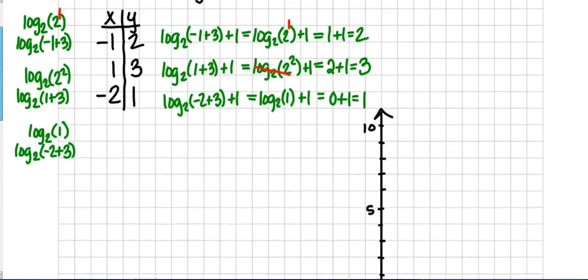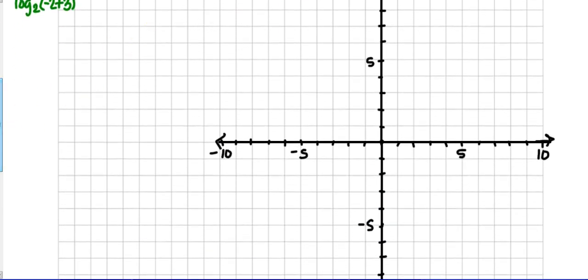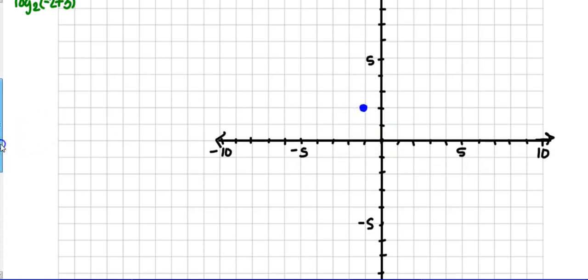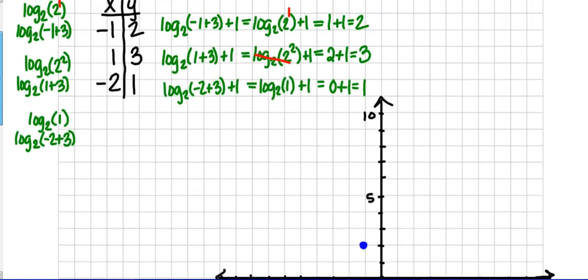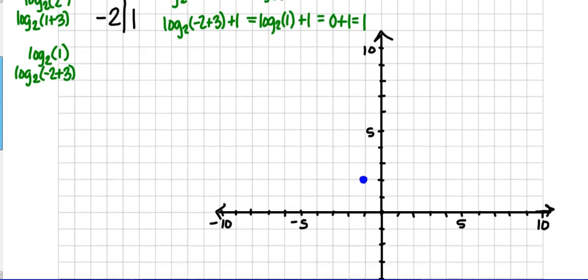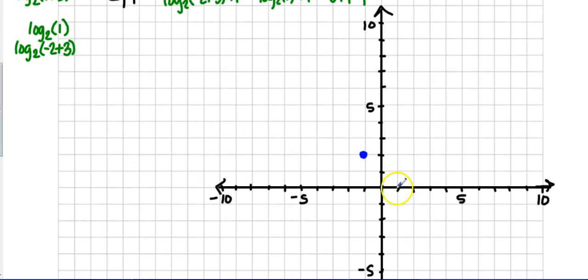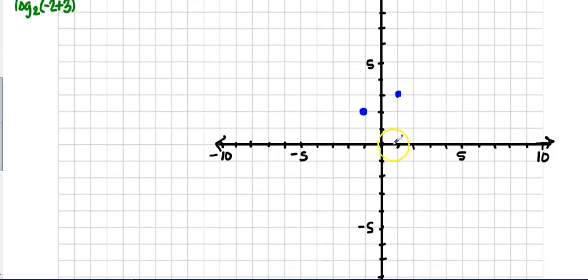Let's now graph our points. My first ordered pair is -1, 2. So I go to -1, 2, then -1, 3, and then -2, 1.